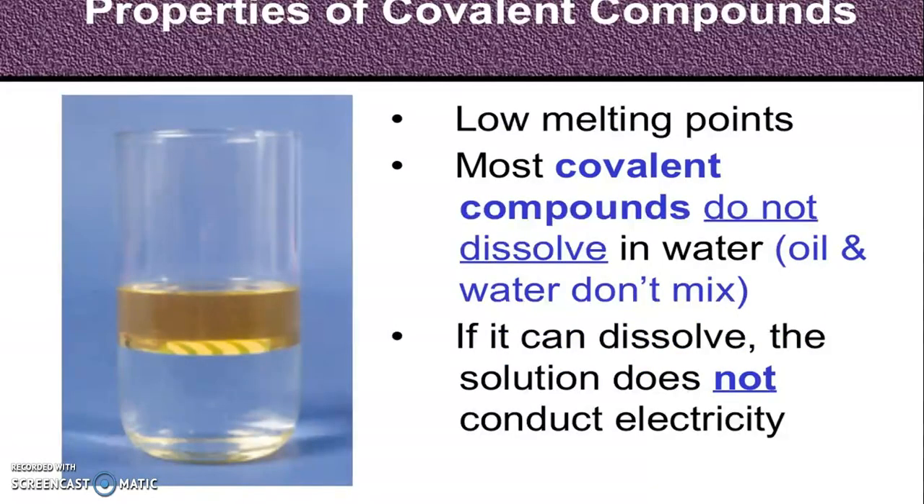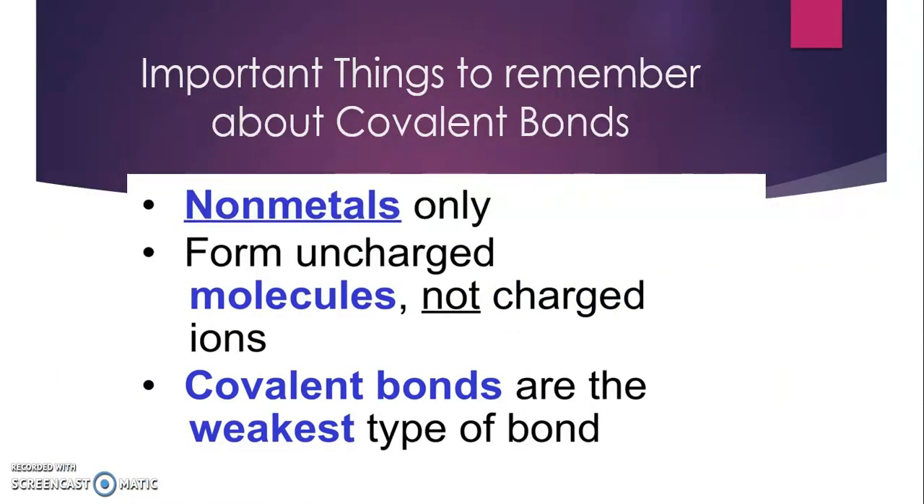Covalent compounds often have low boiling points. Most do not dissolve in water, aka oil and water don't mix. And if it can dissolve, the solution will not conduct electricity. These are all important properties to know. So definitely pause this video and take some notes while you're doing it. So let's think about covalent bonds. Key points. They are nonmetals only. They form uncharged molecules, and they are the weakest type of bond.